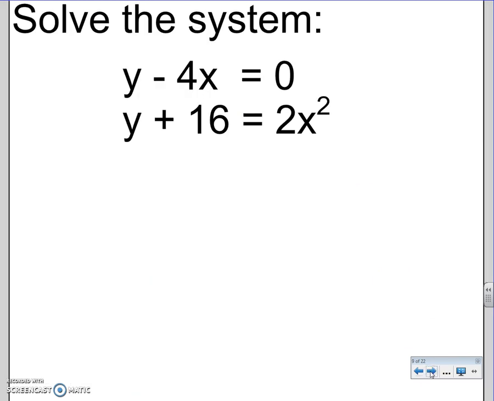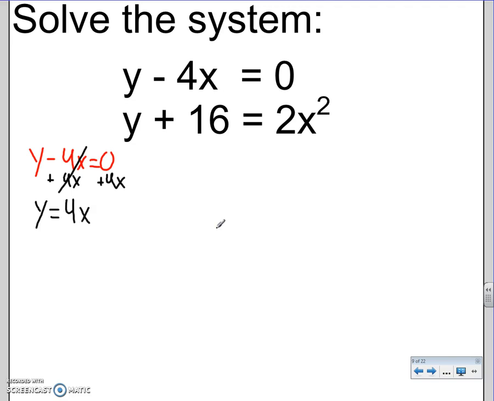Solve the system. Remember, to solve systems, you have to get y equals on both sides. So let me rewrite this first problem. All right, I have y minus 4x equals 0. I need y by itself, so all I have to do is add 4x to both sides. So y equals 4x, that's my first equation.